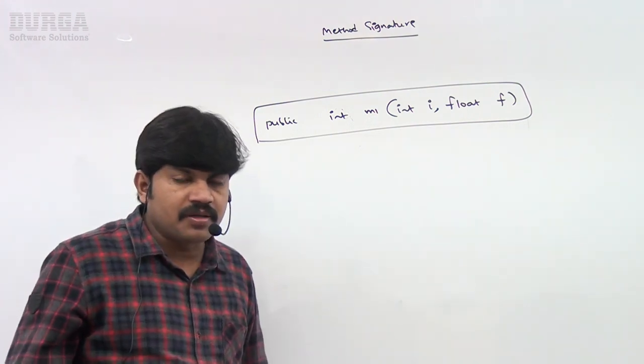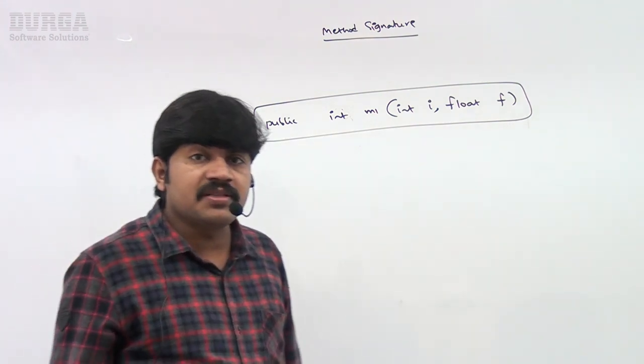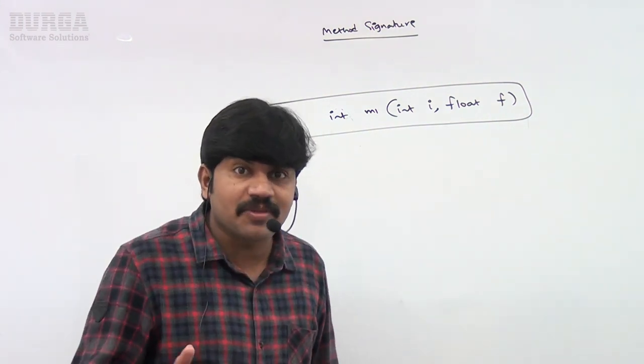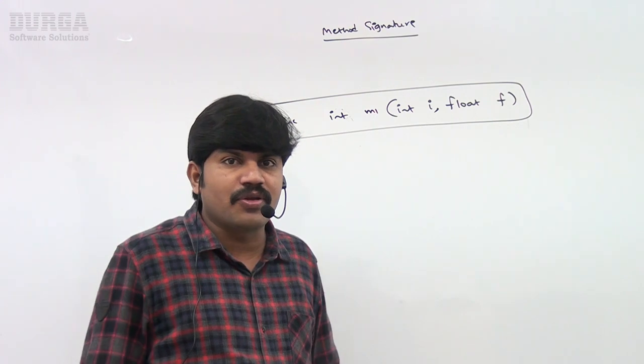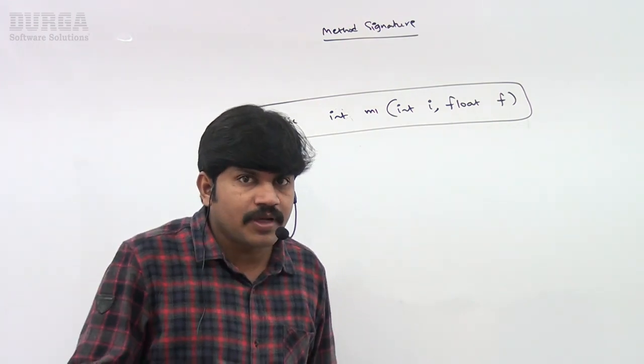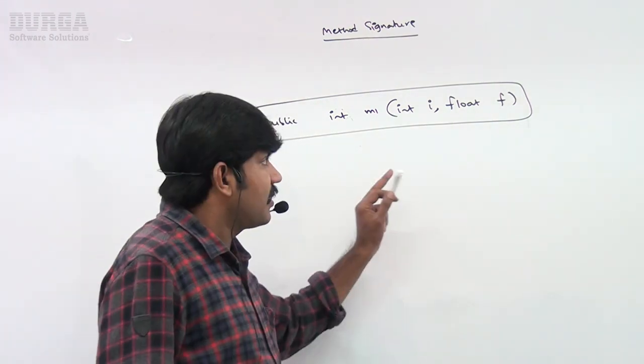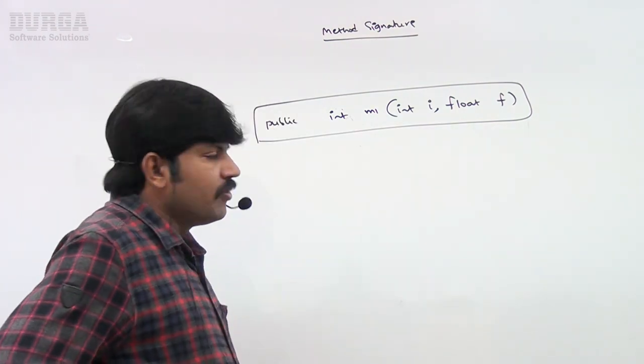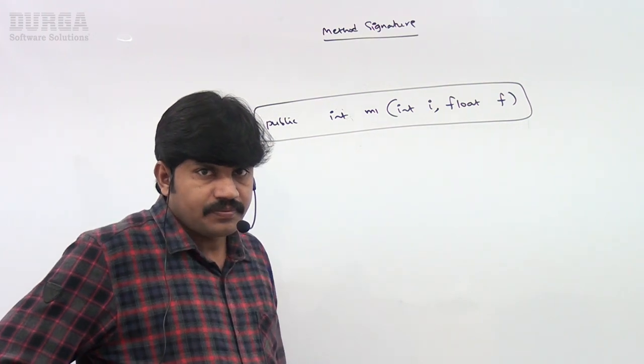It is very important, because in overloading, method signatures must be different. In overriding, method signatures must be the same. Several times we are going to use the words method signature. That's why you people should have clear clarity. What is the method signature? Can you please tell, for this method, which is called method signature?